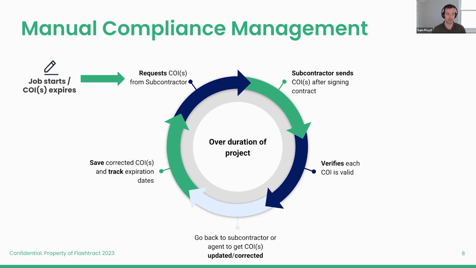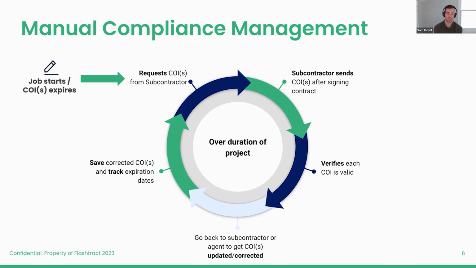And if it's not the right COI, then you have to go back and request that the subcontractor get updated insurance, or get a different policy, or add a different endorsement. And they're not insurance experts, so it usually takes a while, or you may end up working with their insurance agent directly. It's a lot of manual touch points just to get the right COI in place.